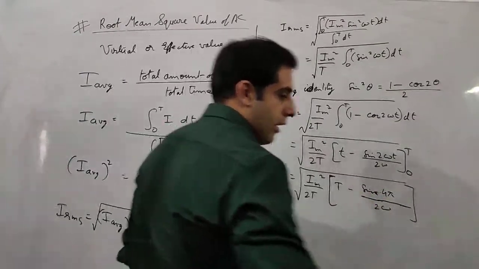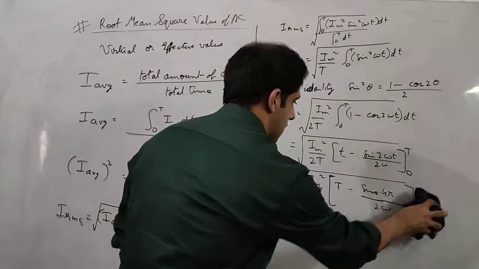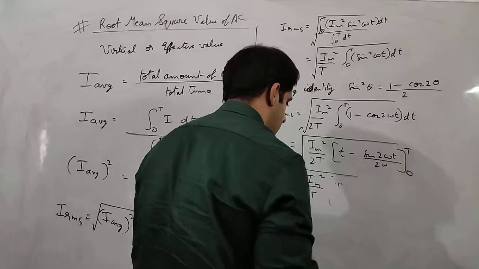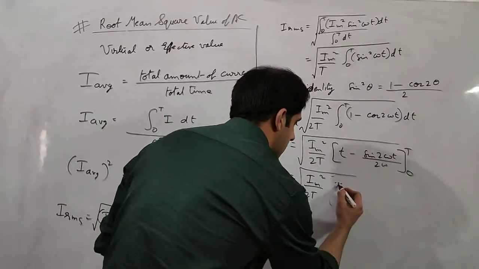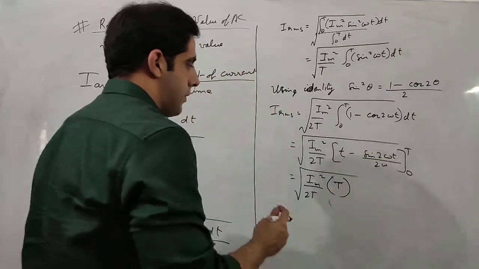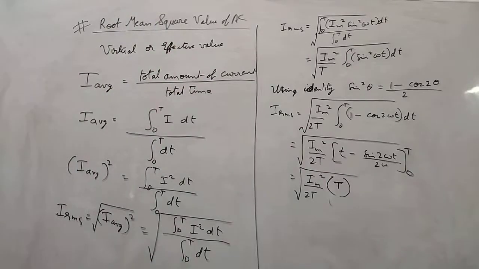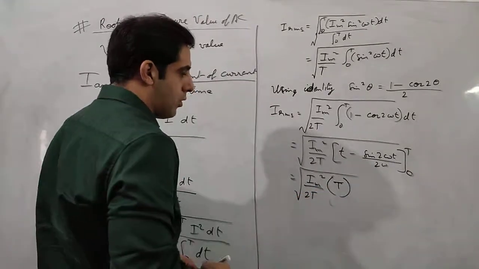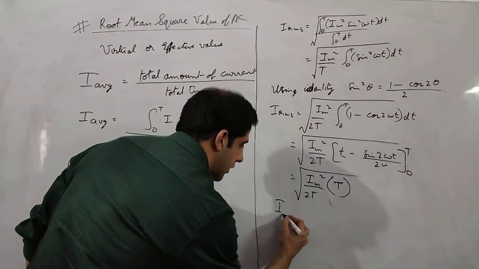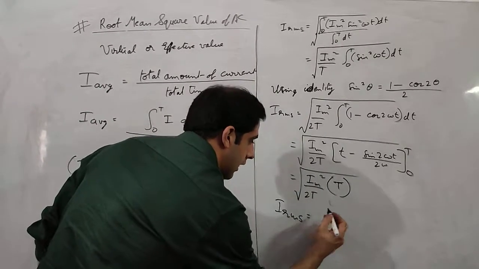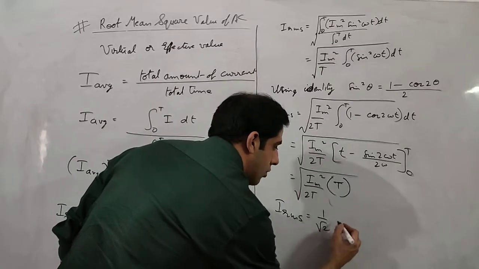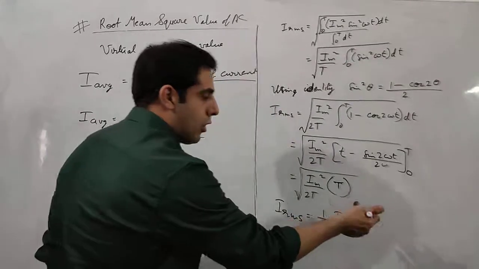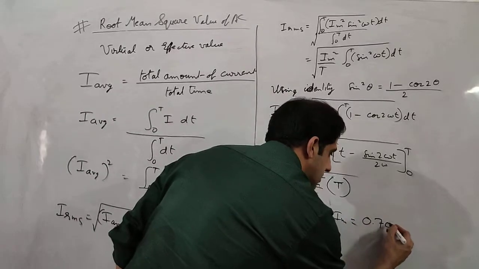So all we are left now with is capital T. So this is the RMS value. Now if you simplify further, then this T will get cancelled out, and the RMS value that we are going to get is 1 upon root 2 into Im. 1 upon root 2, if you calculate, comes out to be 0.707.